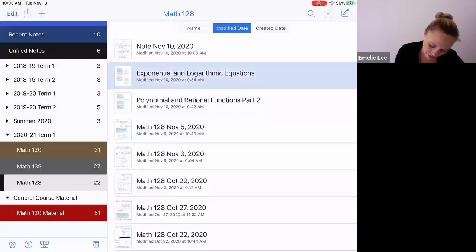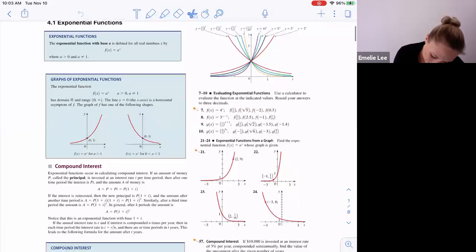Let's just do one quick calculator one, just so we can make sure that we know.